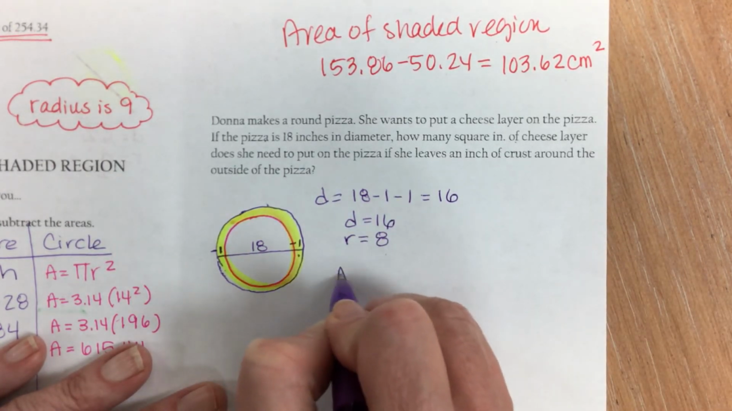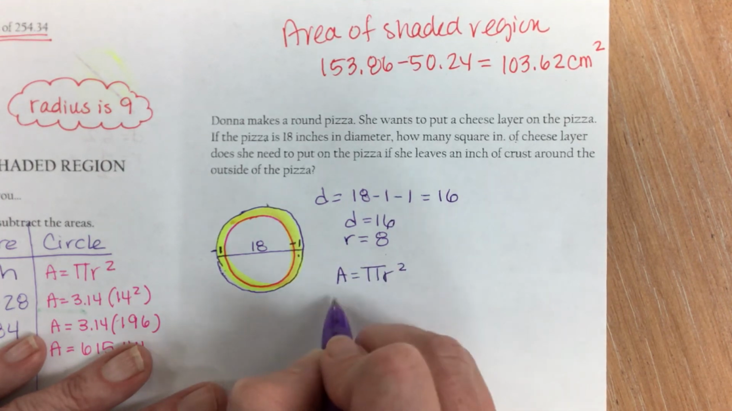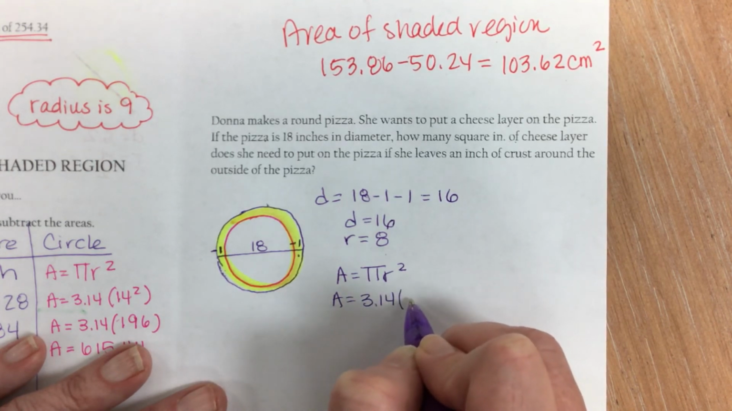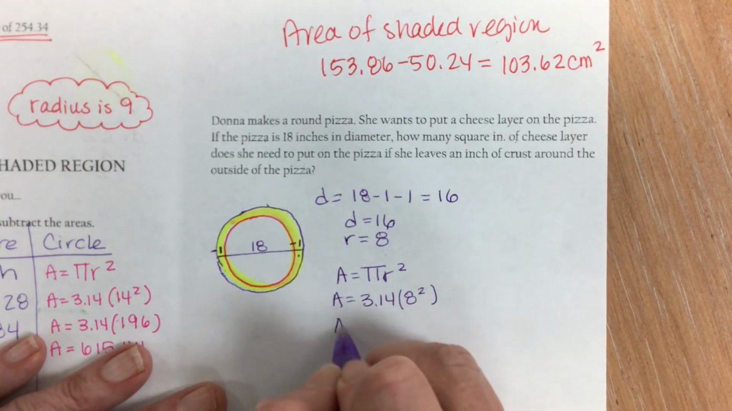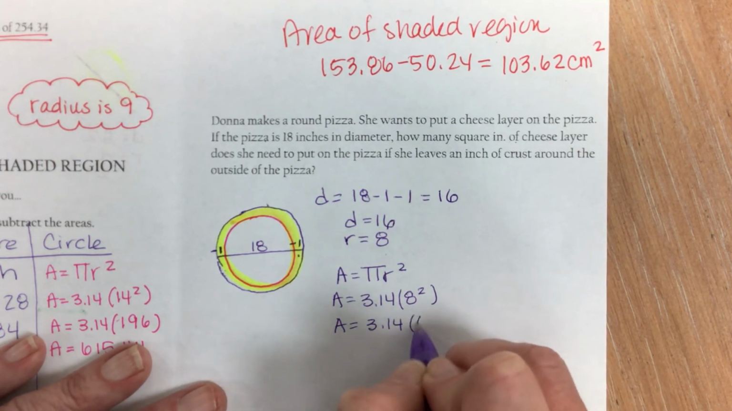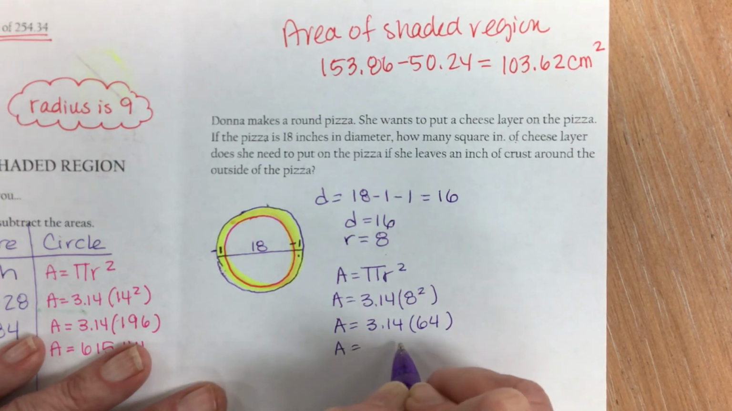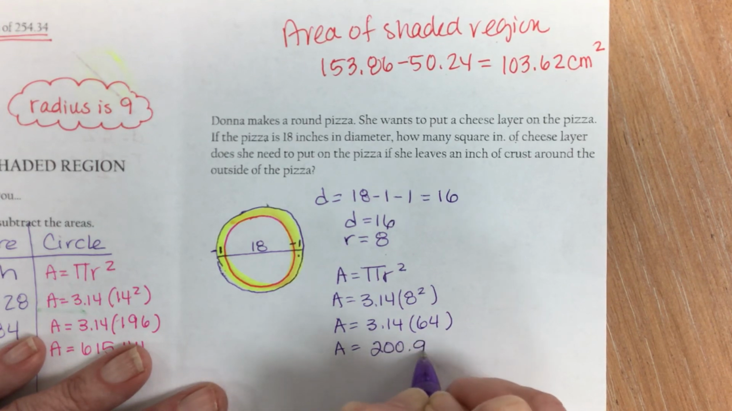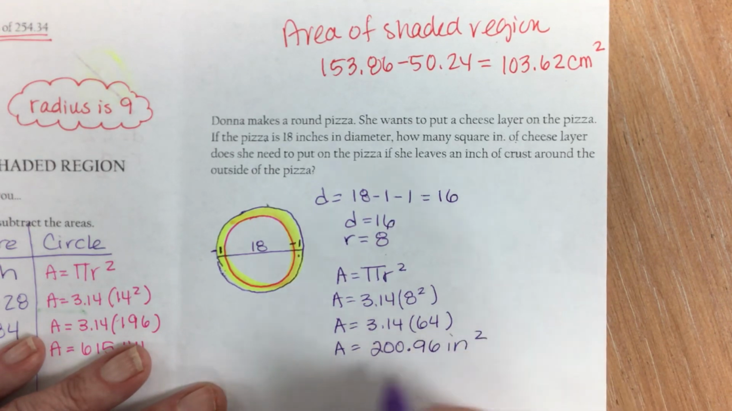And I'm just going to do the same thing we've been doing the whole note-taking sheet. Area equals pi r squared. Area equals 3.14 times my radius is 8. Right here, radius is 8. So if I multiply 3.14 and 8 squared is 64. So if I multiply 3.14 times 64, I get 200.96 inches squared.